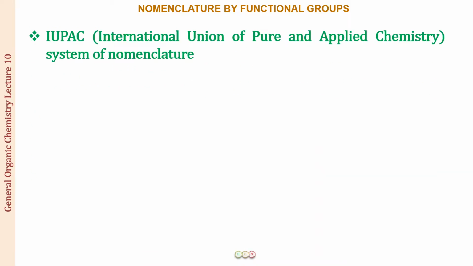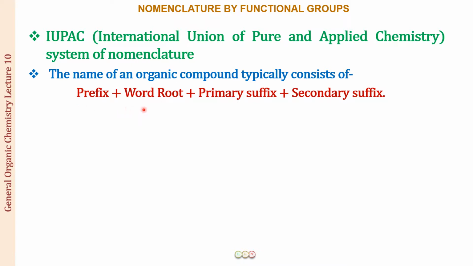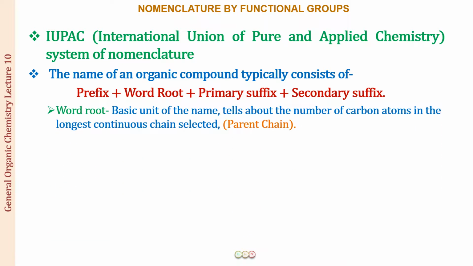In the IUPAC system of nomenclature, what we have learned is that the name of an organic compound typically consists of the prefix, the word root, the primary suffix and the secondary suffix. The first important thing we learned was the word root. What does the word root tell us? It is essentially the basic unit of the name, and it tells us the number of carbon atoms present in the longest continuous chain selected, which we call the parent chain. If it is a one-carbon molecule, the word root we used was meth, then for two carbons it was eth, prop, but and so on. I hope this much is clear to you.